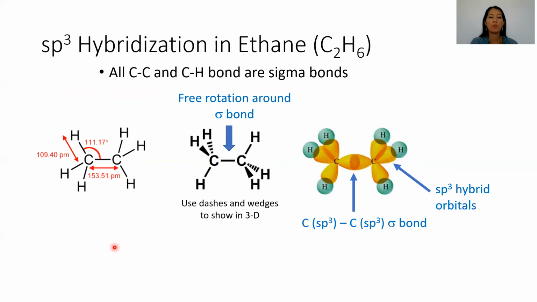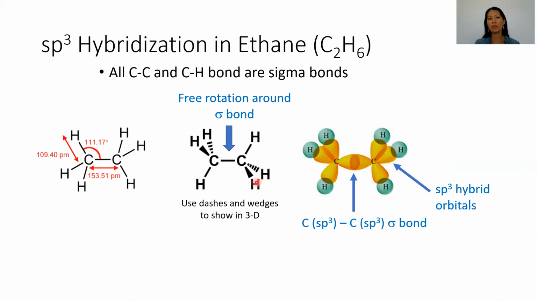I'm going to go through three examples. So the first is sp3 hybridization of ethane, shown here. So you have a tetrahedral arrangement. You have free rotation around the CC single bond, meaning think of this as like rotors.